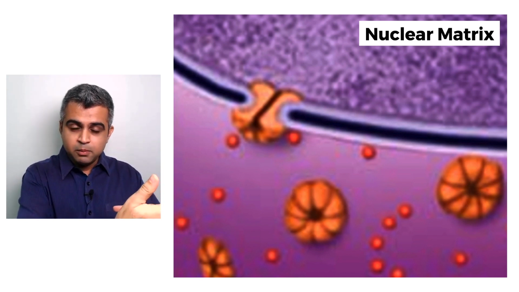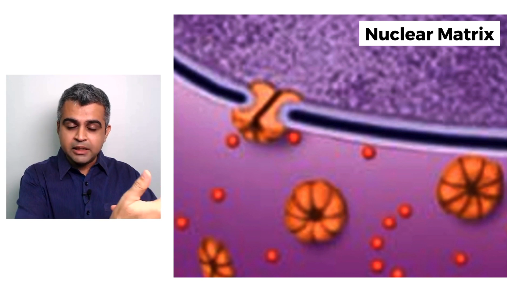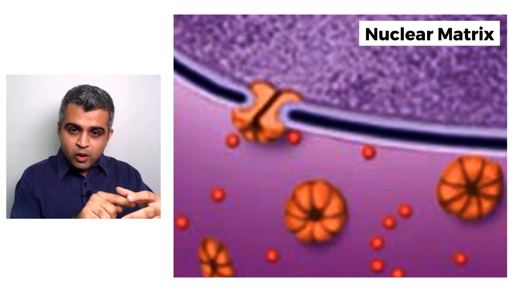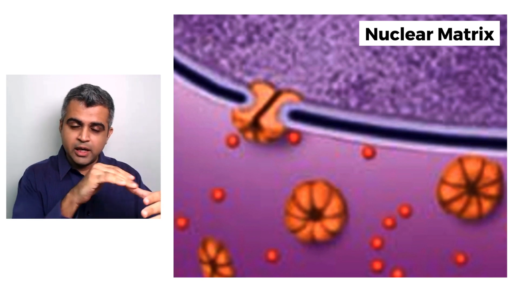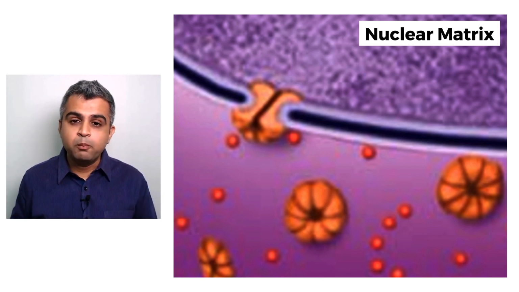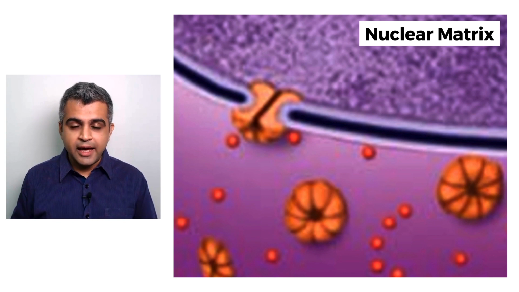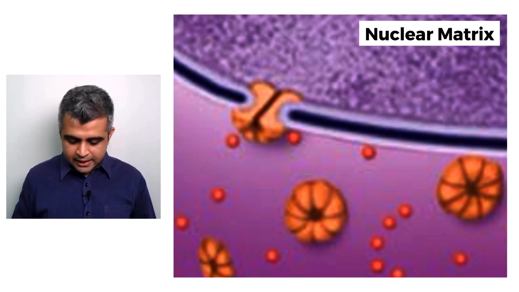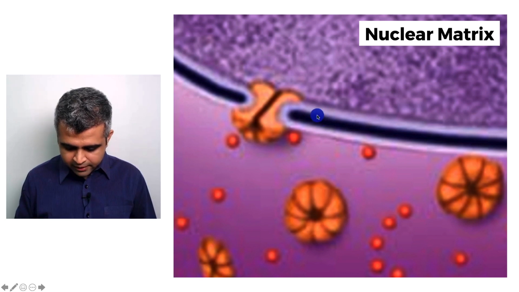At the same time, proteins or RNA materials like that need to go from outside to inside or inside to outside. So you have holes in the nuclear envelope which allow that to happen. Those are called nuclear pores. So the nuclear envelope has nuclear pores. At the same time, you can see that this membrane is double layered.